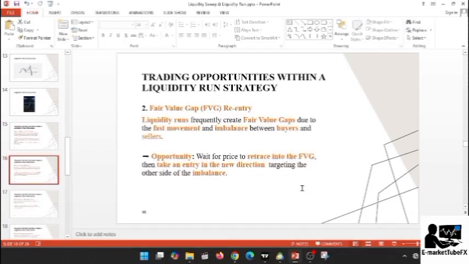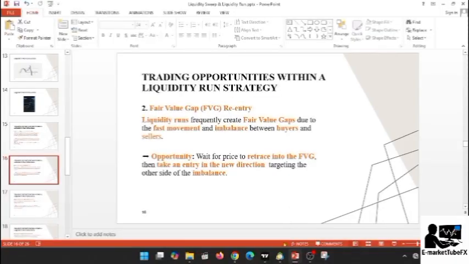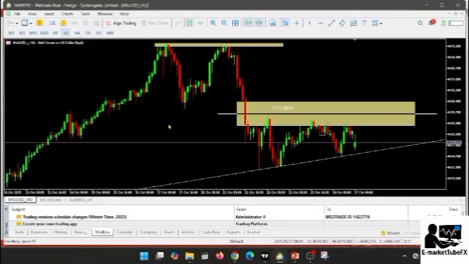So I've explained this point to you. Then fair value gap re-entry. So over here, what are we talking about? Liquidity runs frequently create fair value gaps due to the fast movement and imbalance between buyers and sellers. Opportunity: wait for price to retrace into the fair value gap, then take an entry in the new direction, targeting the other side of the imbalance. So over here, as I already told you, as and when the need arises, we'll come back to the chart. Then I will demonstrate to you those ideas shared over there.